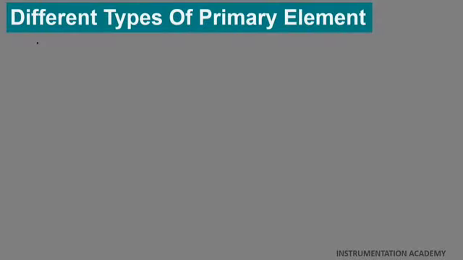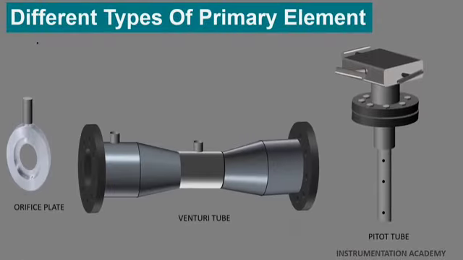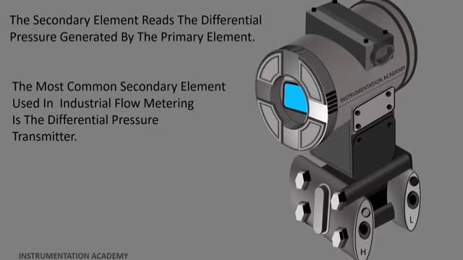There are different types of primary element. The most common types are orifice plate, venturi tube, and pitot tube. The secondary element reads the differential pressure generated by the primary element. The most common secondary element used in industrial flow metering is the differential pressure transmitter. Differential pressure transmitters are designed to convert the mechanical pressure signal into an analog or digital signal and convey it to the control system or panel.